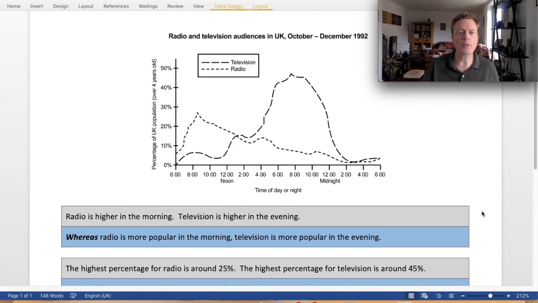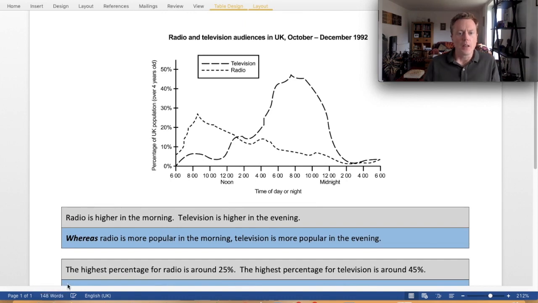This time we've got the highest percentage for radio is around 25%, you can see here, and the highest percentage for television is around 45%, which is about here, we can see. Okay, now again, that might seem better than here. We've just got radio is high, television is high. Here we've got the highest percentage of radio, the highest percentage for television.